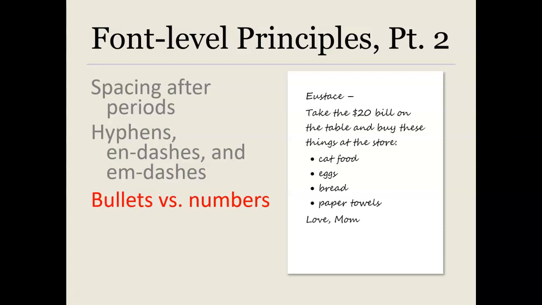So when Eustace takes the $20 and goes to the store, does it matter what he puts in his cart first? Cat food, eggs, bread, or paper towels? No, it doesn't matter. He just throws them all in his cart, takes them up to the cashier, and at the cashier, does it matter which one he pays for first? No, it doesn't matter at all. That means we can use a bulleted list here. We can shift paper towels to the top, then it won't matter one iota.